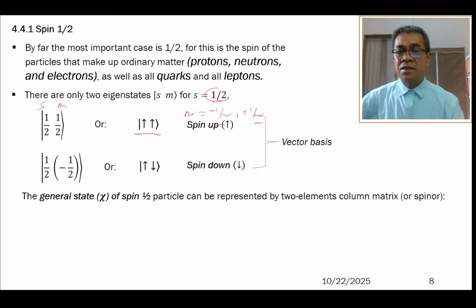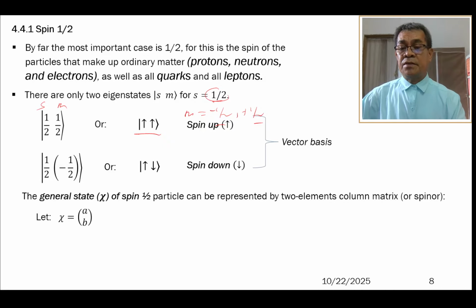Now the general state, let us say psi, of a spin one half particle can be represented in two elements of a column matrix, or spinor. So the two-element column matrix in a spin one half, we call it a spinor. So if we let psi be equal to a two-element matrix, let us say a and b, a and b represent the elements of the matrix.